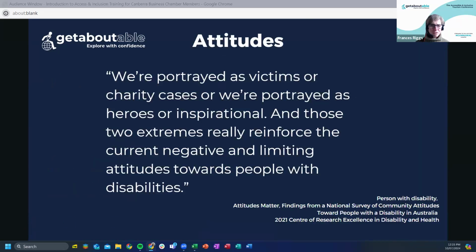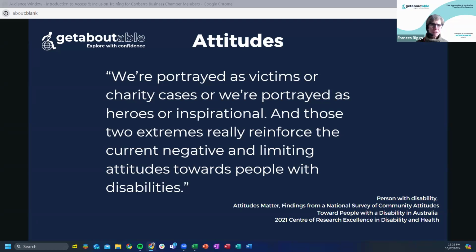So here is a comment from a person with disability who was part of a national survey undertaken in 2021 by the Centre of Research Excellence in Disability and Health. The national survey was called Attitudes Matter, Findings from a National Survey of Community Attitudes Towards People with Disability in Australia. This comment is a quote from a person with disability: We're portrayed as victims or charity cases, or we're portrayed as heroes or inspirational. And those two extremes really reinforce the current negative and limiting attitudes towards people with disabilities.